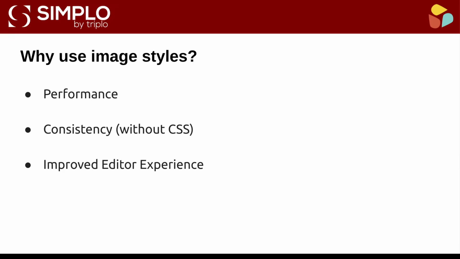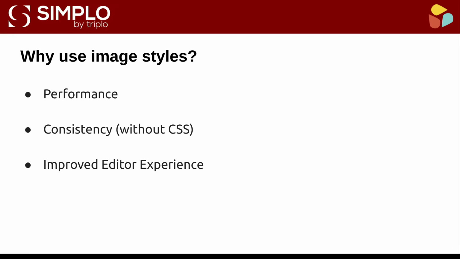It's also important for consistency. If you're getting user-generated content or you have multiple editors on the site and they're all uploading images, they might be uploading different original images. You can use an image style to make the images consistent, to crop them to certain proportions or dimensions, or put borders on them. There's a whole bunch of things you can do with image styles.